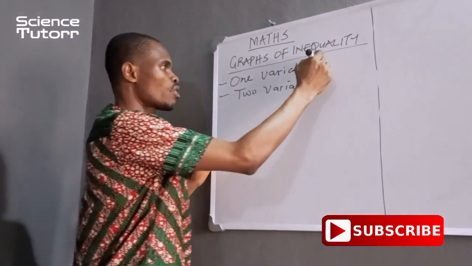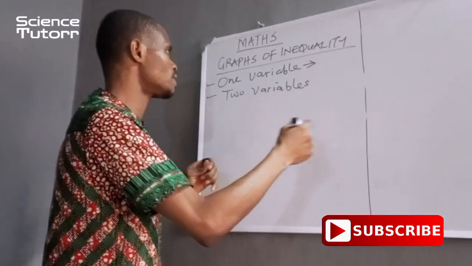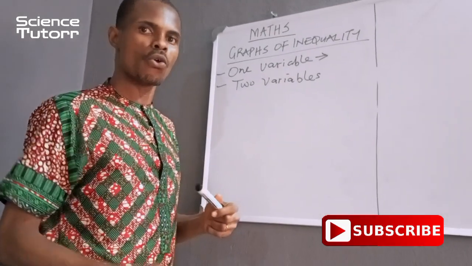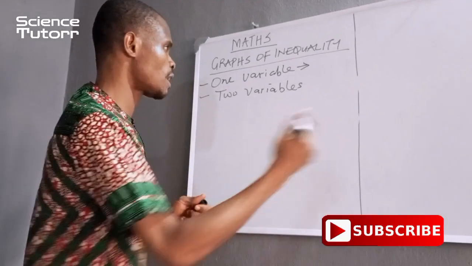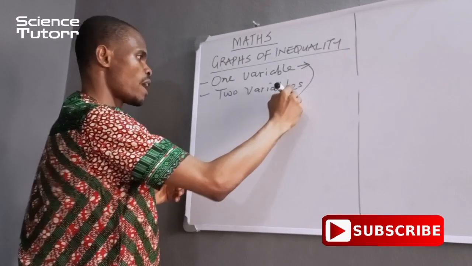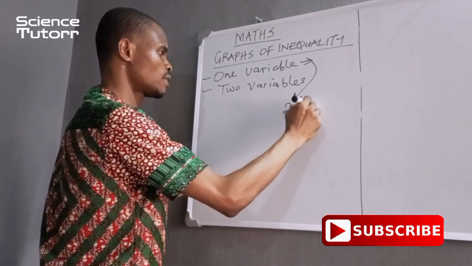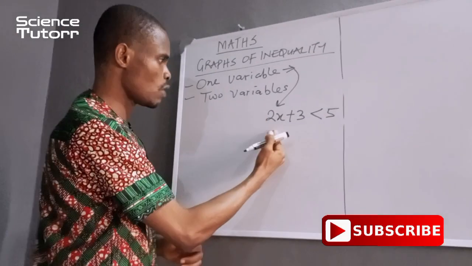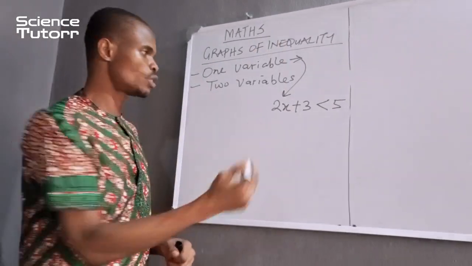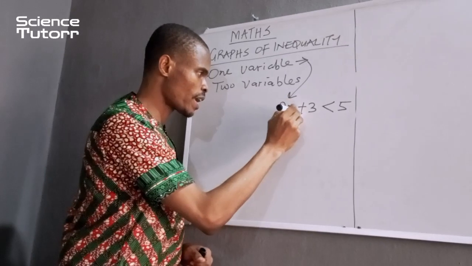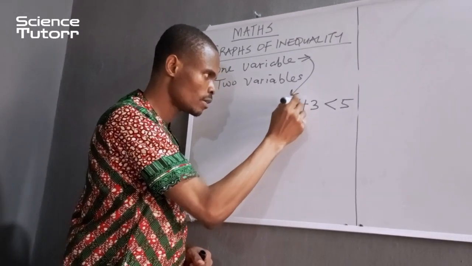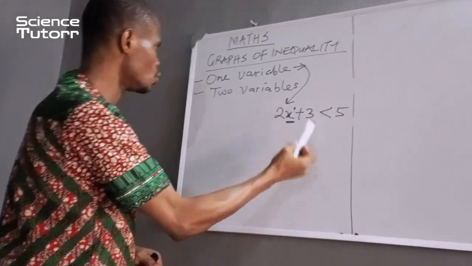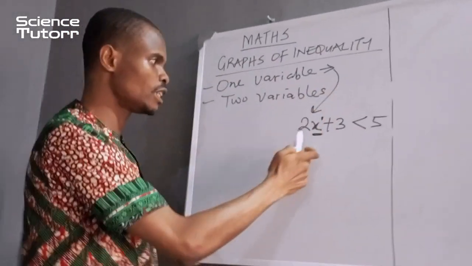Now, when we talk of one variable, we are simply saying that the value of x, or the unknown, is raised to power 1. For example, for one variable, I have 2x plus 3 is less than 5. This is a one variable linear inequality. Why? The highest power of x here is raised to power 1, and we have just x. So x is raised to power 1, so this is known as one variable linear inequality.